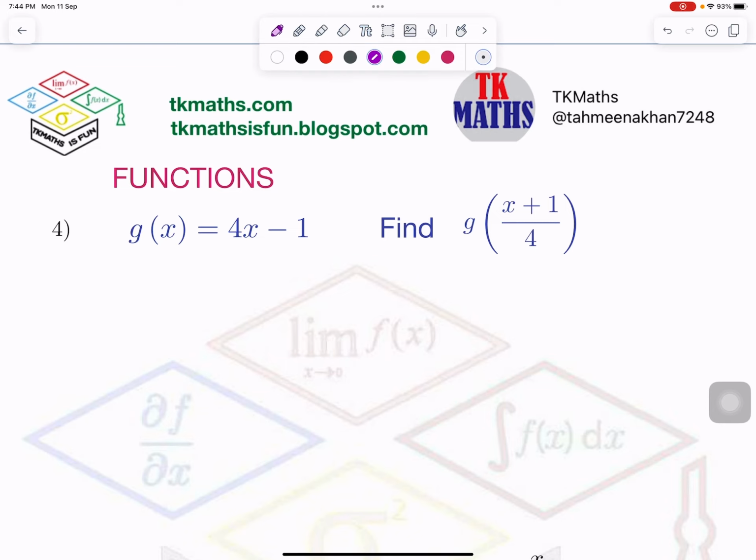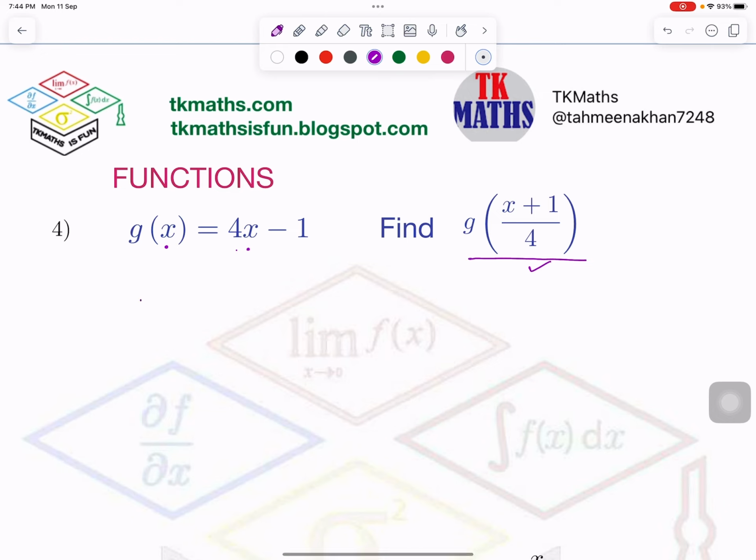Function g of x is given to you, which is 4x minus 1. And you have to find out g of (x plus 1) divided by 4. So it means in place of this x, now you will write x plus 1 divided by 4. And similarly, this x will also be replaced by the same. So what will it become?